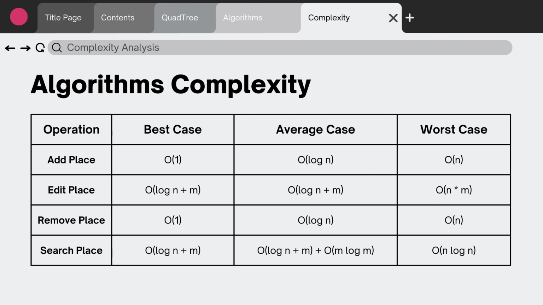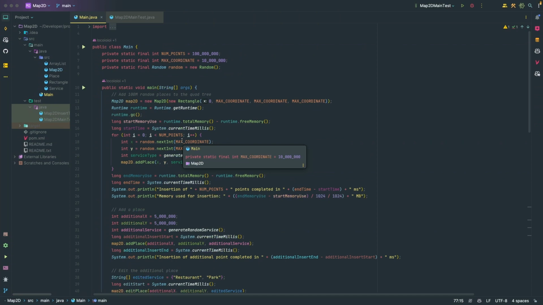There are some special cases about the worst cases. For add place, the complexity can increase to O(n) in areas with high density or frequent deep splits. Edit and remove place may escalate to O(n + m) or O(n) respectively in scenarios involving an unbalanced tree or densely packed nodes. Search place might reach O(n log n) if extensive data sets closely match the search criteria, necessitating comprehensive sorting. So now moving on to the demonstration of our Map2D data structure implementation.